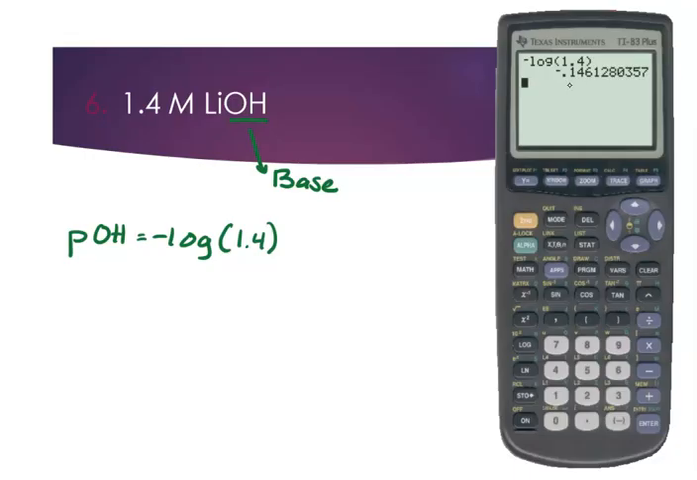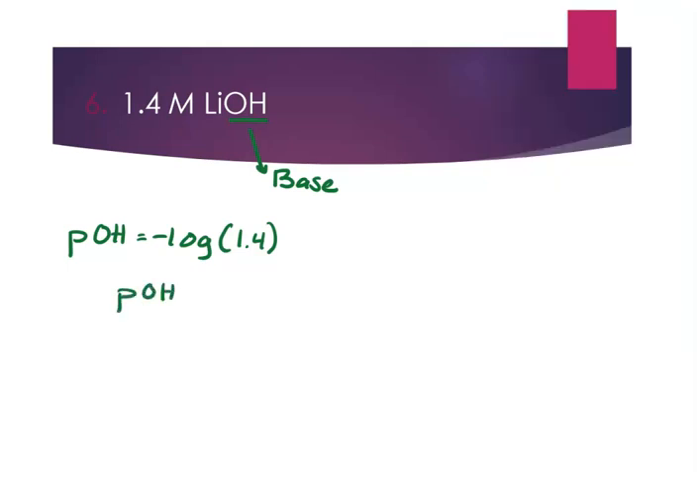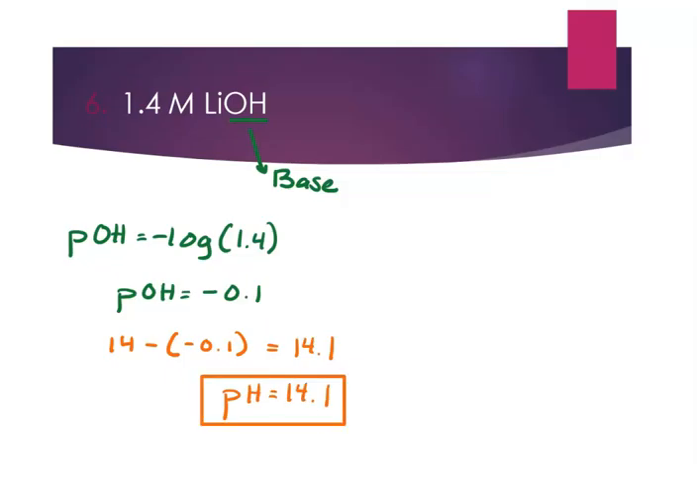So again, we're just going to round to 1 decimal place here. So this is going to be pOH is equal to negative 0.1. So now I'm going to do 14 minus negative 0.1. 14 minus a negative is basically just adding, so I get 14.1 here. So my pH is equal to 14.1. Yippee skippy. Okay, so that is how we find the pH of acids and bases.